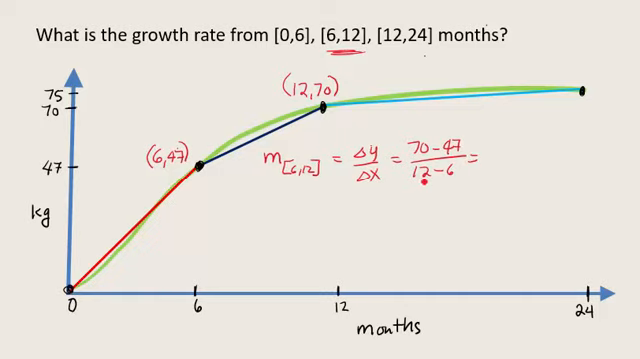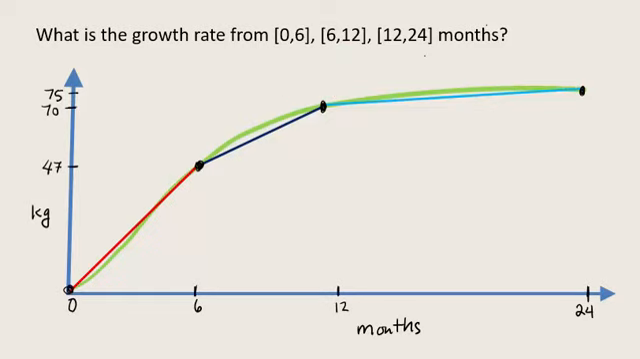And what do we get here? It's going to be 23, right? 23 over 6, which is approximately 3.8 kilograms per month. So the growth rate of this puppy has declined. It was faster in the first 6 months, but in the interval from 6 months to 12 months, the growth rate has decreased. Because if you can see, the slope of this line is not as steep as the red line. If we keep going further, the more mature they are, the growth tapers.